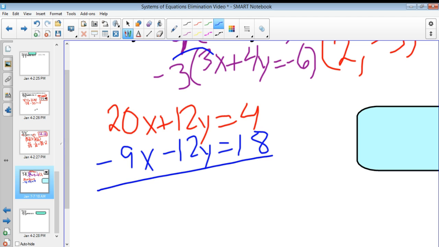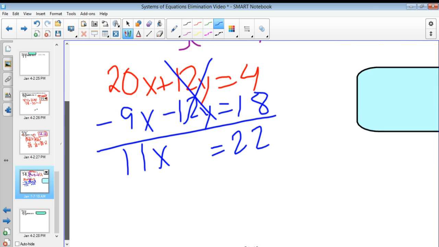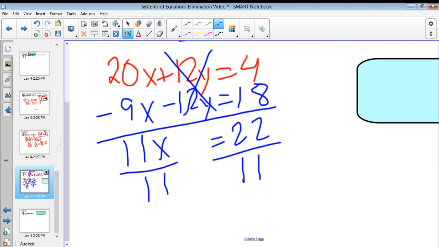And I kind of did this on purpose so that way I'd have more positive numbers to deal with. And that gives me 22 equals 11x because my y's get eliminated. So I divide both sides by 11 and x equals 2.